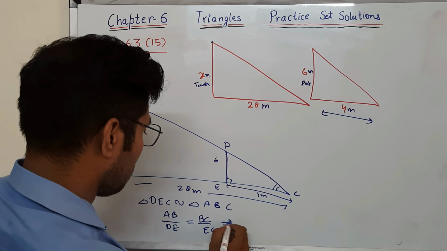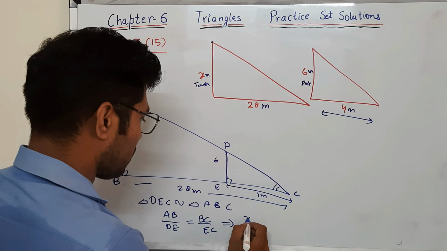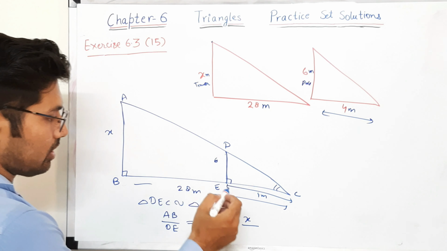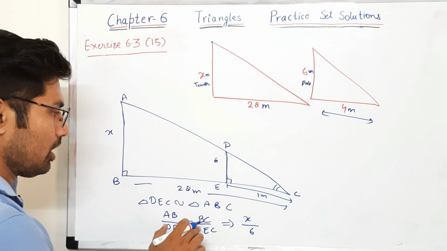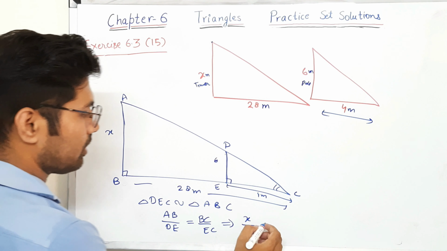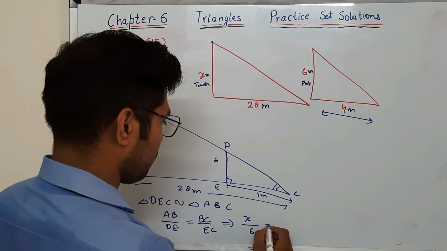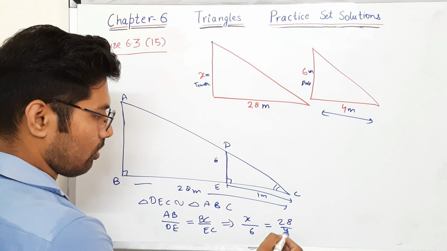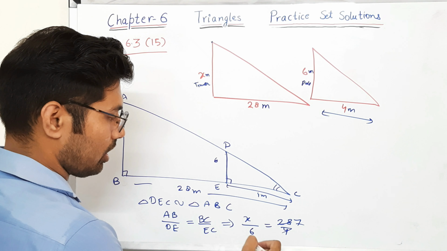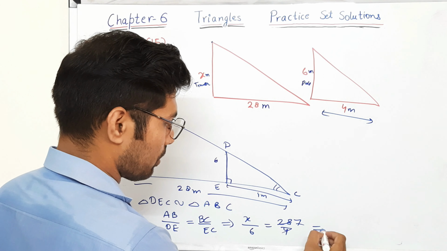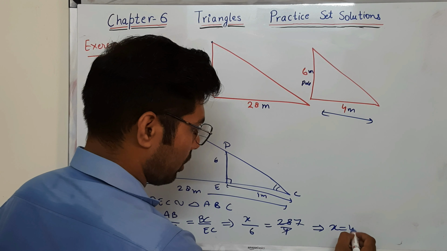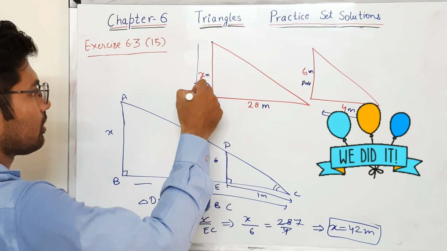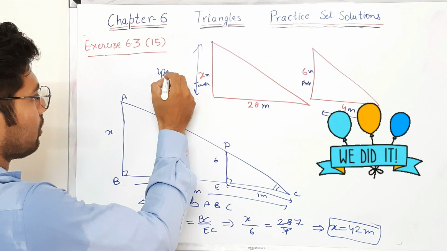Okay, now put the values. AB we don't know, so we take it as x. DE is 6, all are in meters. BC is the complete length, which is 28 meters, and EC is 4. Now 4 sevens are 28, and 7 into 6 is equal to 42, which implies that x is equal to 42 meters. So the height of the tower is 42 meters.